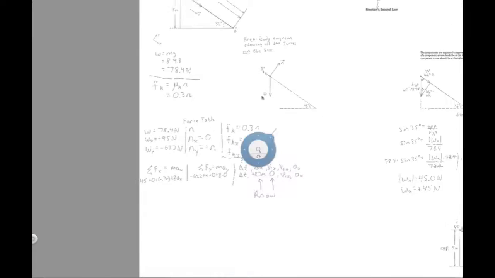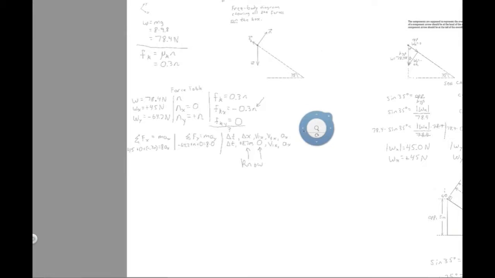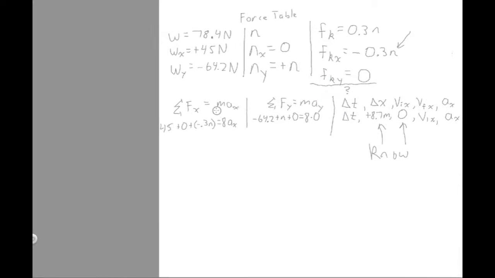Well, remember that our plan is to use Newton's second law to find a sub x, and then we can plug that into kinematics. So now it's natural to move over to this equation that has a sub x. But notice that this equation has 2 unknowns. And it's not really productive to work with an equation that still has 2 unknowns. But again, do not despair. We still have 1 equation left, and this equation only has 1 unknown.